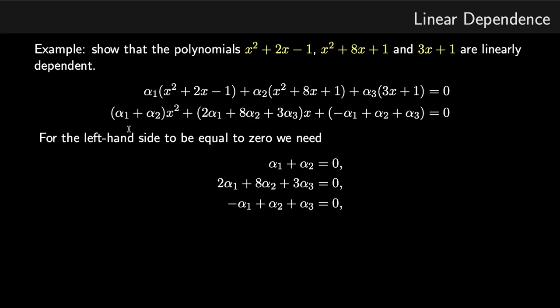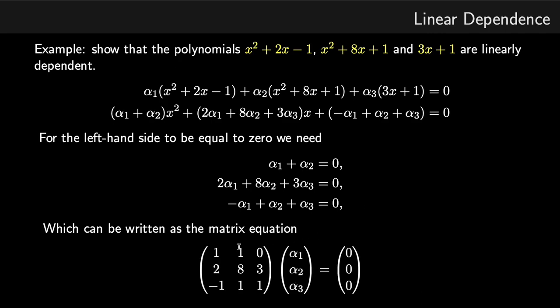In order for the left hand side to be equal to 0, we need the first bracket to be equal to 0. That gives us this equation here. We need the second bracket to be equal to 0, which gives us this equation. And we need the third bracket to be equal to 0, which gives us this equation. So here we have a linear system of equations that need solving, and this can be represented as this matrix equation.